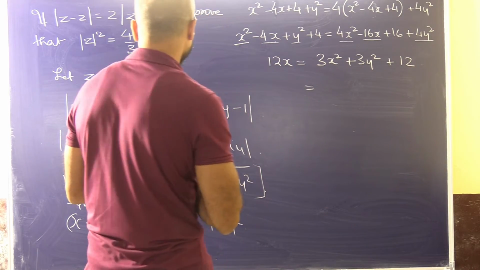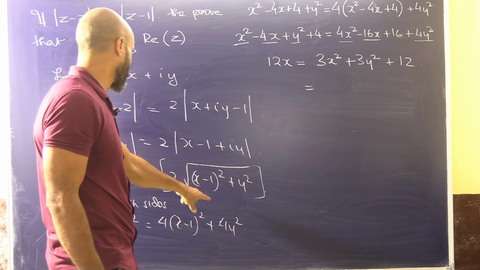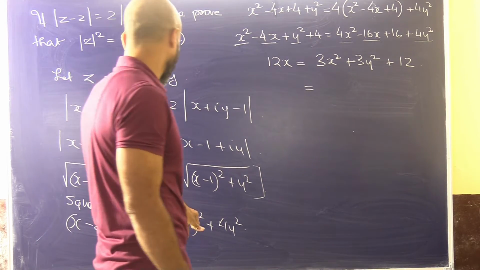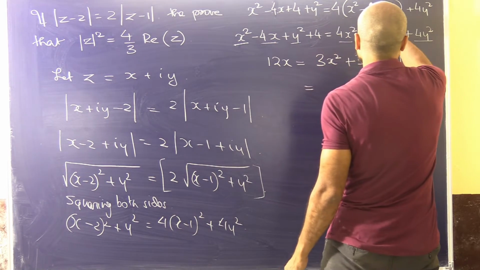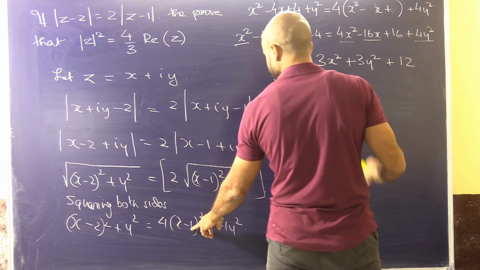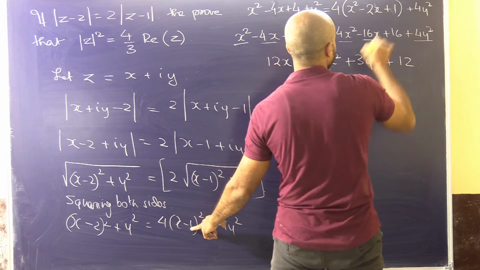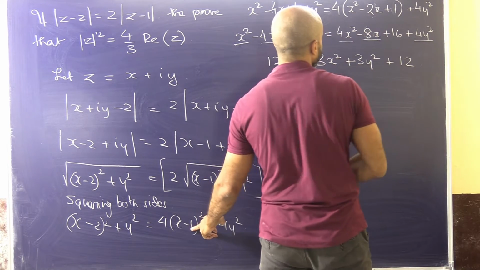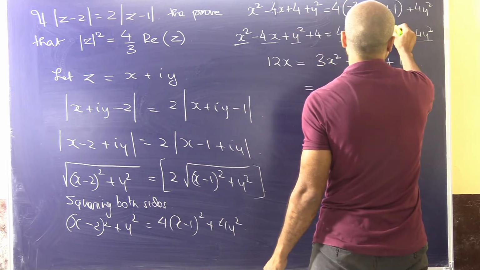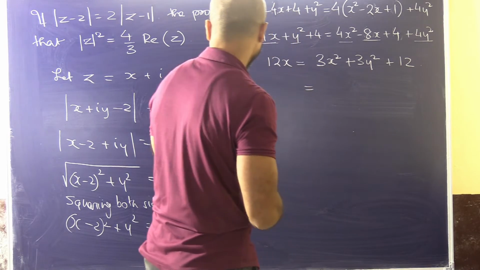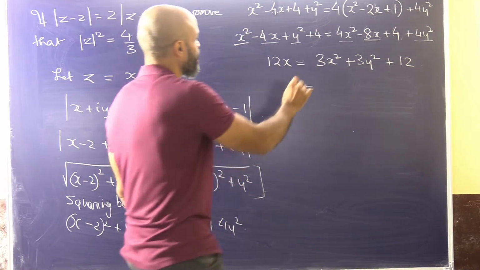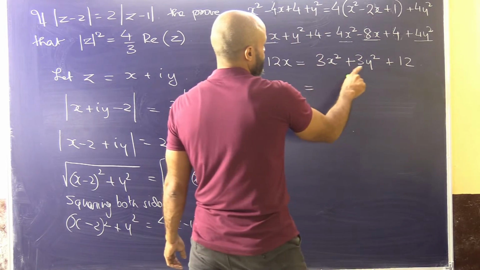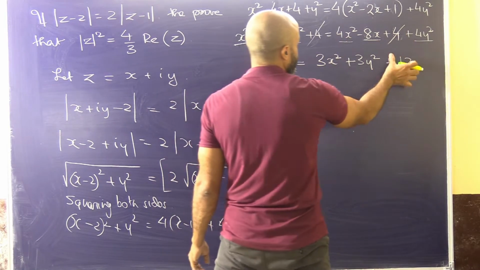Something is going wrong. (x - 1) + iy, so (x - 1)^2 + y^2. We are going wrong here. Sorry for the confusion, people. (x - 1)^2 will be x^2 - 2x + 1, so 4 times that gives minus 8x plus 4. Yes, we were going wrong here. This will be 4(x - 1)^2 + 4y^2, which is 4x^2 - 8x + 4 + 4y^2. This gives 3x^2 + 3y^2, and this 4 and this 4 get cancelled.